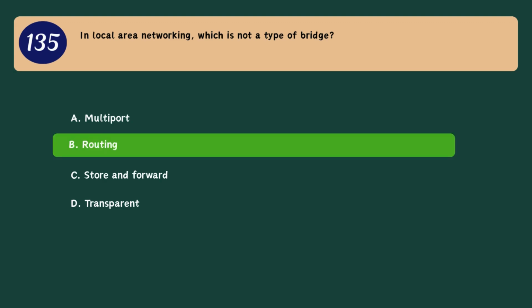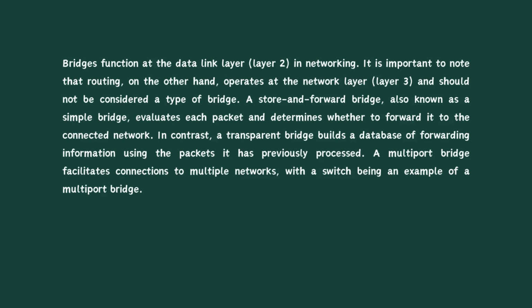Correct answer. B. Routing. Bridges function at the data link layer, layer 2, in networking. It is important to note that routing, on the other hand, operates at the network layer, layer 3, and should not be considered a type of bridge. A store and forward bridge, also known as a simple bridge, evaluates each packet and determines whether to forward it to the connected network. In contrast, a transparent bridge builds a database of forwarding information using the packets it has previously processed. A multiport bridge facilitates connections to multiple networks, with a switch being an example of a multiport bridge.